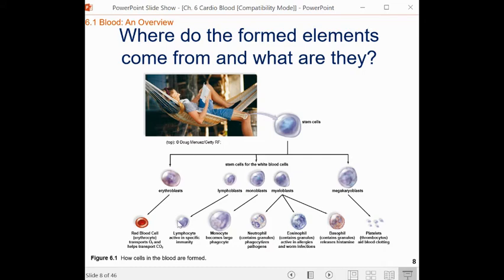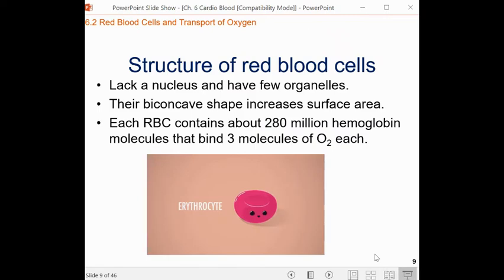We'll talk later about how these actually function in the bloodstream, but you can see those 3 different types that we talked about before. The red blood cells, which deal with transport of oxygen and carbon dioxide, your platelets, which are part of your blood clotting factors, and then your white blood cells, which are part of your immune defense.